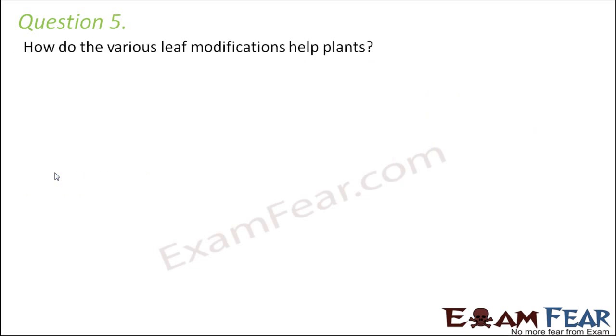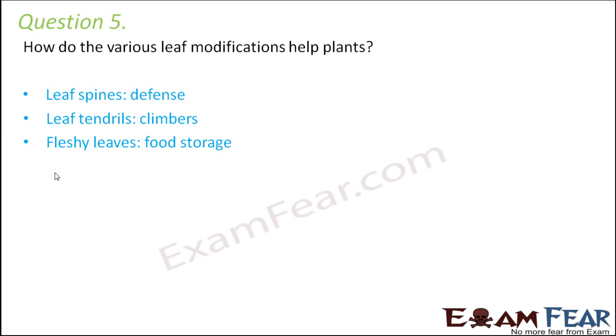Question 5. How do the various leaf modifications help plants? Leaves also get modified for so many different purposes. For example, leaf spines help in defense, for example, cactus. Leaf tendrils help in climbing. Climbers are the flexible, soft leaves which help to climb around neighboring objects, so it provides mechanical support to the plant. There are fleshy leaves like the onion which help in food storage.